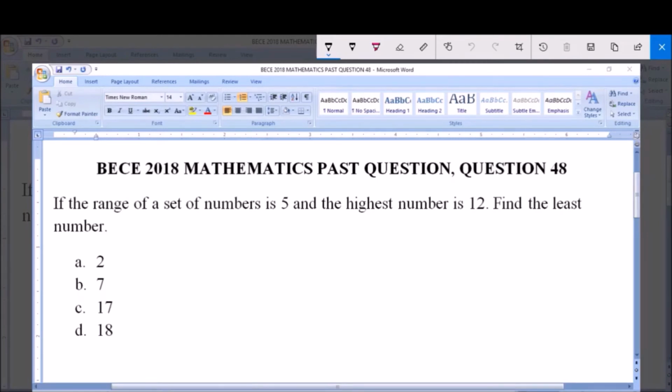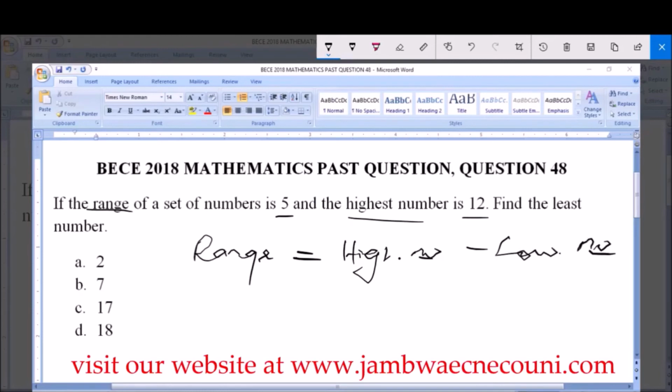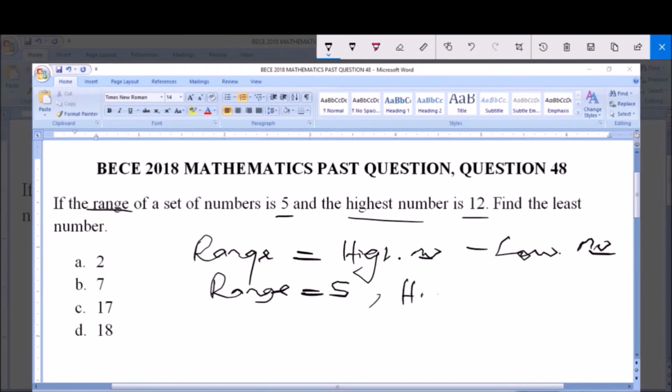Now we're given that the range of a set of numbers is 5 and that the highest number is 12. And like we know, the range of a set of numbers is given as the highest number minus the lowest number. Now we have that the range is equal to 5 and the highest number is equal to 12. Now we are asked to find the least number.